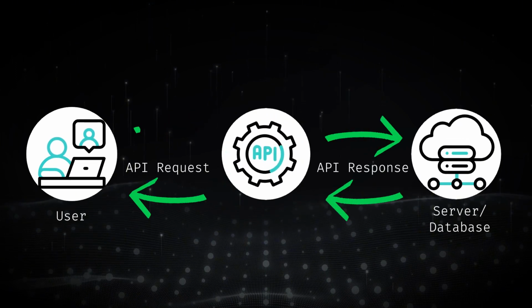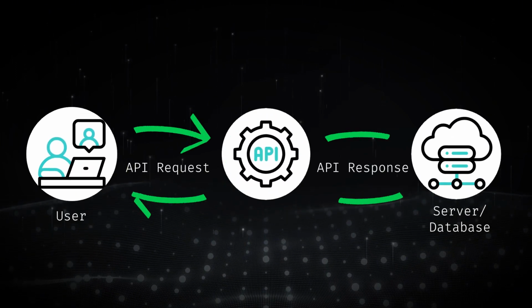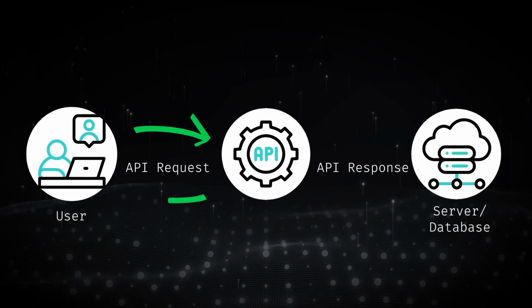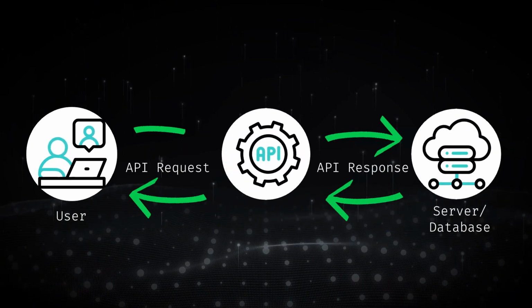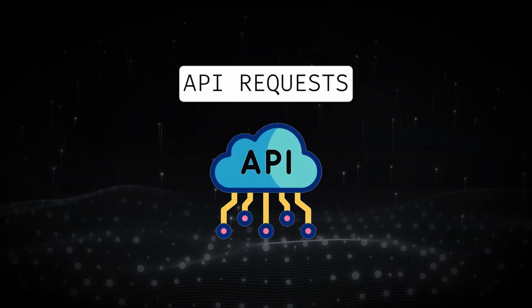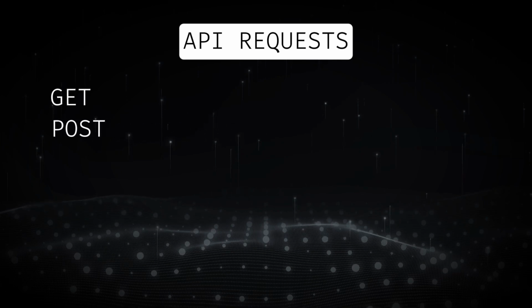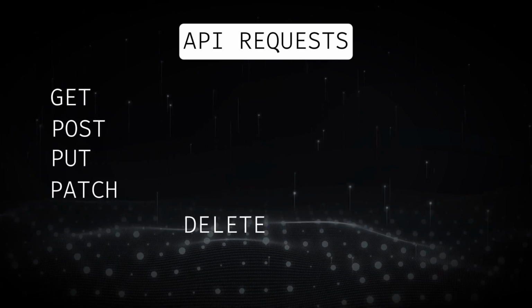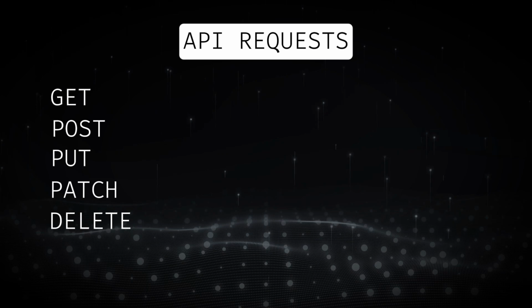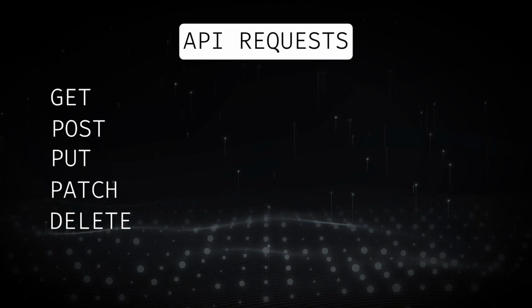With n8n, you don't have to be a programmer to use this process. Its HTTP request node helps you communicate with APIs effortlessly. There are multiple types of API requests. In this tutorial, we'll go through the most commonly used HTTP requests that most developers use in their automations and programs. The first one is the GET request.